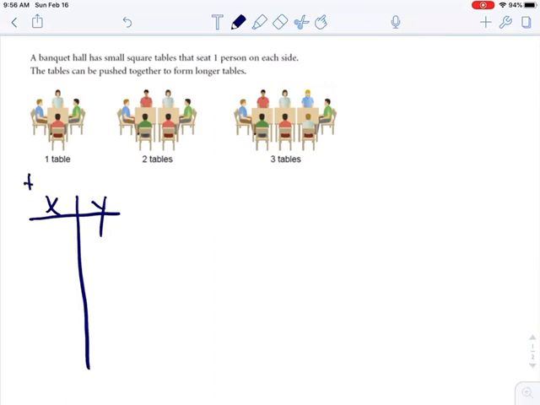Our X is going to be representing the tables, and the Y the number of persons sitting at the table. So we have 1 table, 2 tables, and 3 tables.